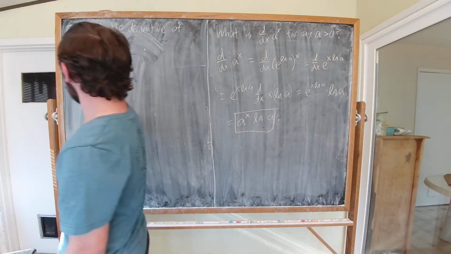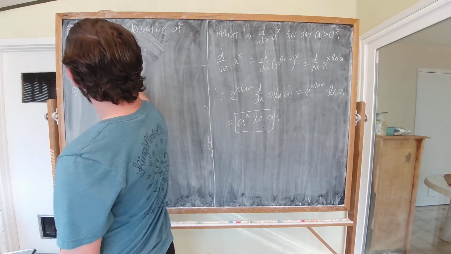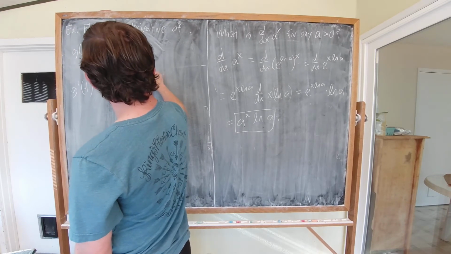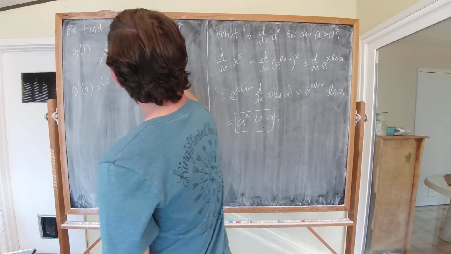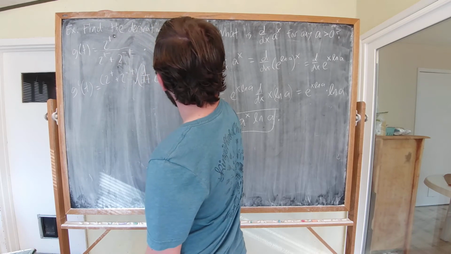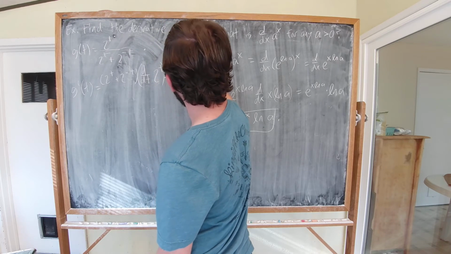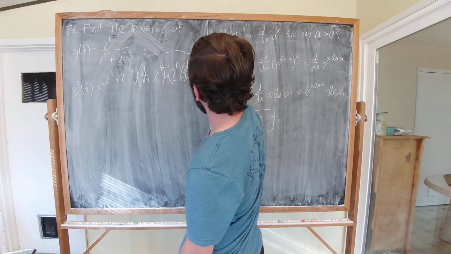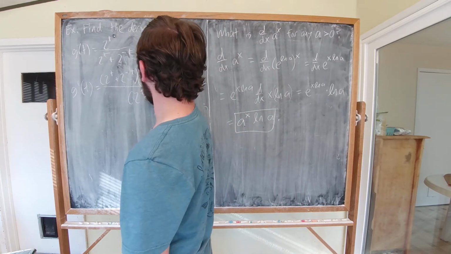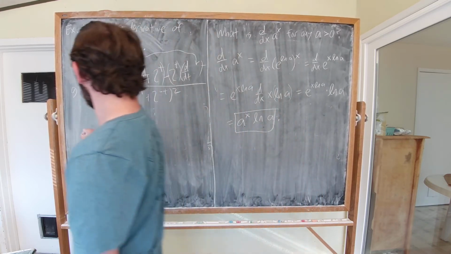g prime of t by the quotient rule will be bottom times the derivative of the top minus the top times the derivative of the bottom. Just put that on in there. Divided by the bottom squared.